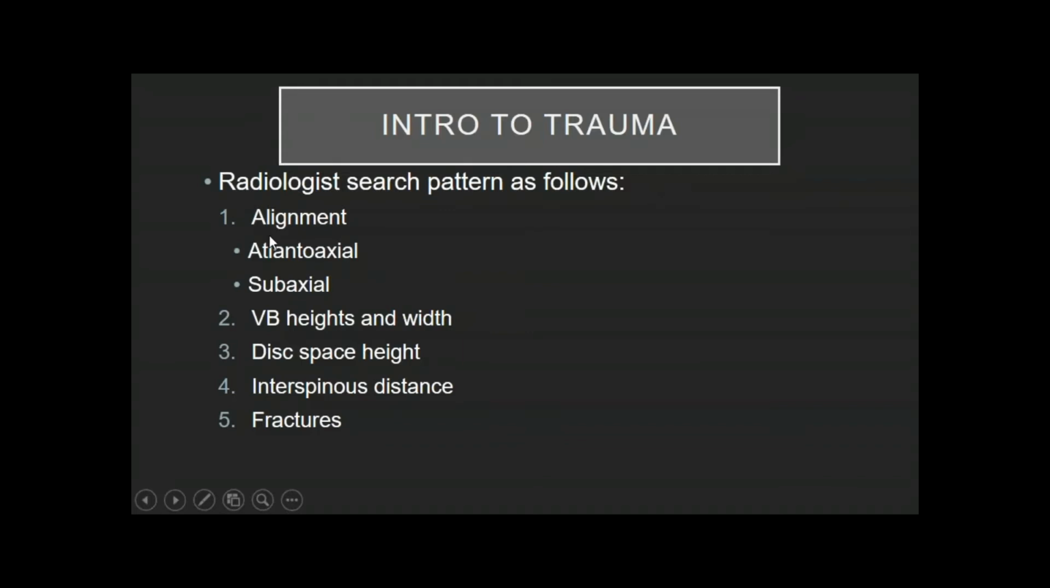So number 1, you want to look at alignment. You want to look at alignment in the atlanto-axial complex, and then you want to look at alignment in the subaxial spine, so the remainder of the spine that is all somewhat the same. You also want to look at the vertebral body heights and the width. You want to look at the disc space height. You want to look at the interspinous distance. And then finally, you want to look for fractures.